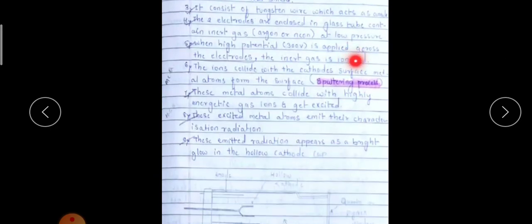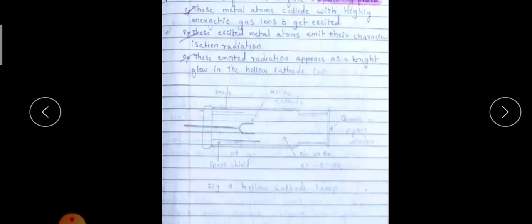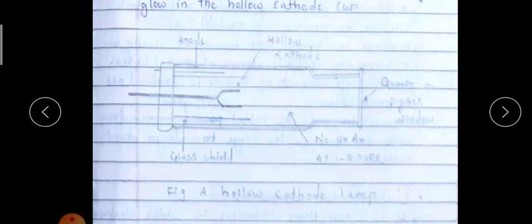It consists of a hollow cylindrical cathode. Here, the diagram has been shown. In the hollow cathode lamp, you can see the anode is there, the cathode is there, the hollow cathode is there. Then the quartz window is there, then neon or argon at 1 to 5 torr pressure. The glass shield is there. This is the hollow cathode lamp.